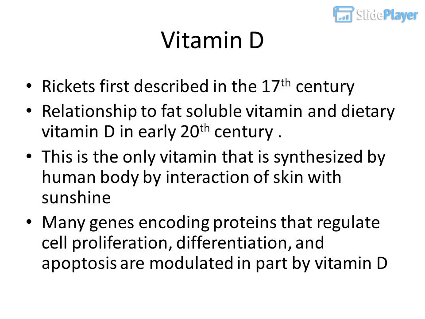Vitamin D rickets was first described in the 17th century. Its relationship to a fat-soluble vitamin and to dietary vitamin D was established in the early 20th century. This is the only vitamin that is synthesized by the human body by interaction of the skin with sunshine. Many genes encoding proteins that regulate cell proliferation, differentiation, and apoptosis are modulated in part by vitamin D.